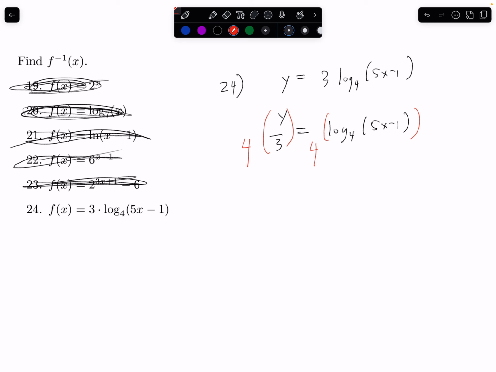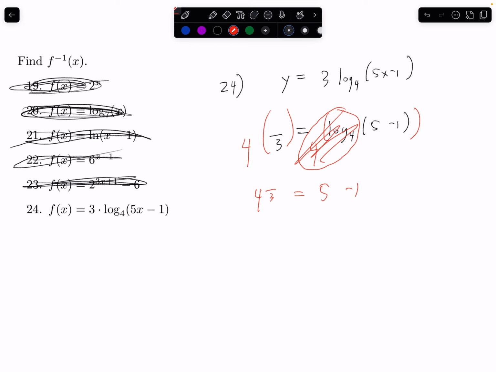Okay, 4 to the y over 3 is 4 to the log. Remember, these guys are inverses, so they undo each other, giving me just a 5x minus 1. And now I'm trying to solve for... Oh, I'm sorry, guys. I forgot to switch x and y's. Can I kind of just retroactively do this? Yes, I can.